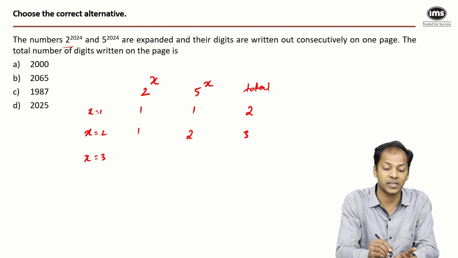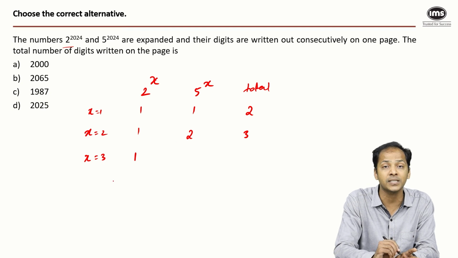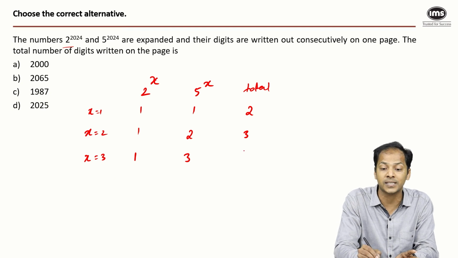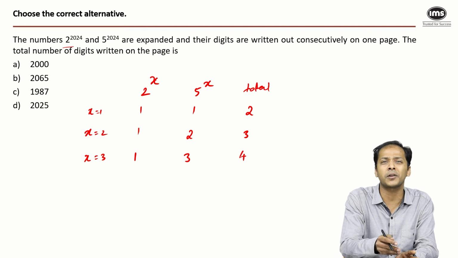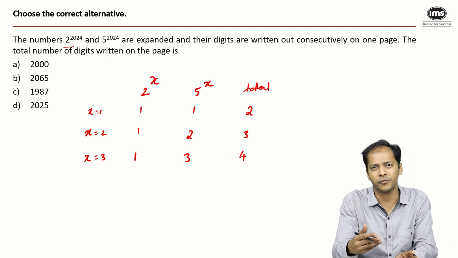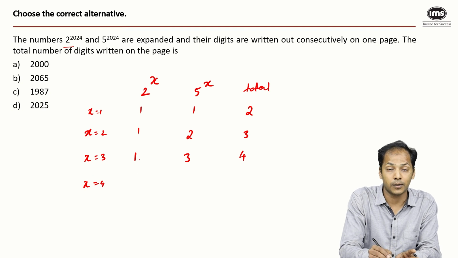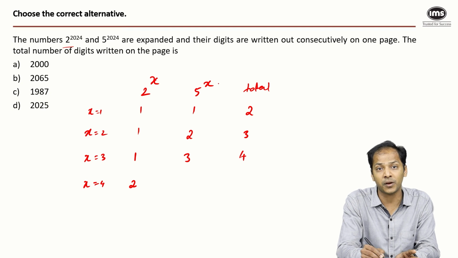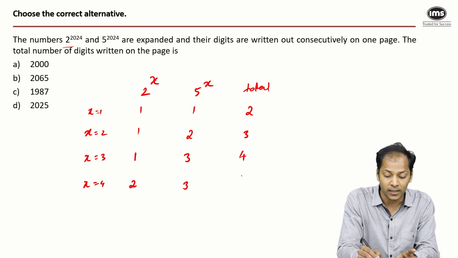X equal to 3, that is when I take 2 cube and 5 cube. 2 cube is 8, the number of digits is 1. And 5 cube is 125, the number of digits is 3. 1 plus 3, the total digits are 4. I see that total digits are increasing by 1, but it could be an initial pattern also. Is it following for higher powers also? X equal to 4: 2 raised to the power 4 is 16, so 2 digits. 5 raised to the power 4 is 625, that is 3 digits only. So 2 plus 3, 5.